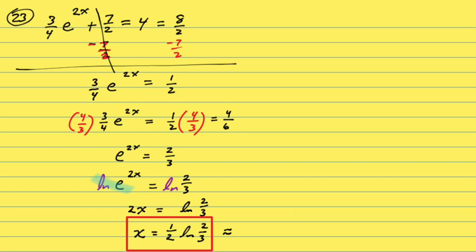Now, as a decimal, it'd be 1/2 times the natural log of 2/3. It would be negative 0.2027. So that would be it as a decimal. I'm sorry.